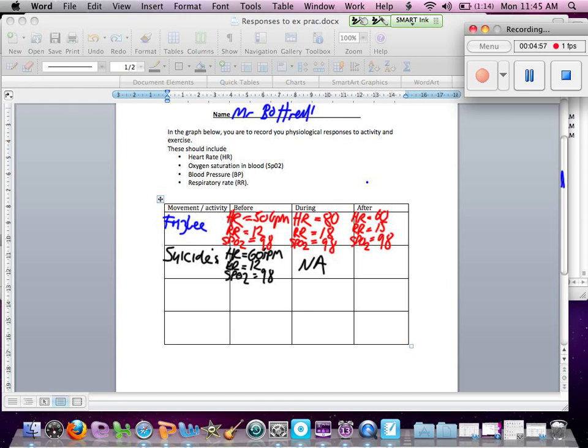And after the activity, I take my heart rate, and my heart rate is really high because my activity was really high intensity, it was really fast. So my heart rate has gone up to 175.